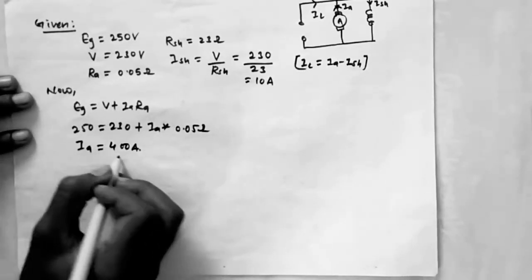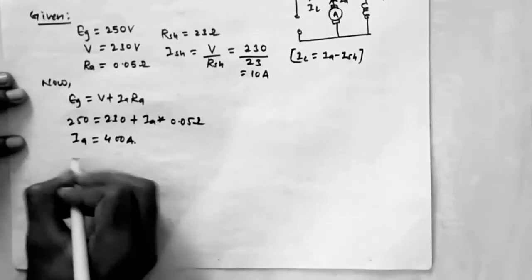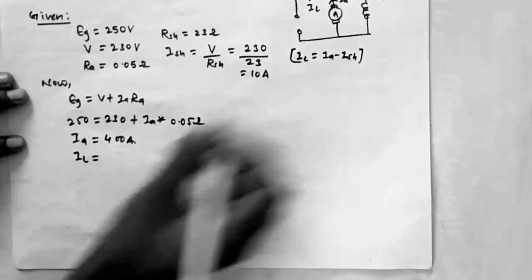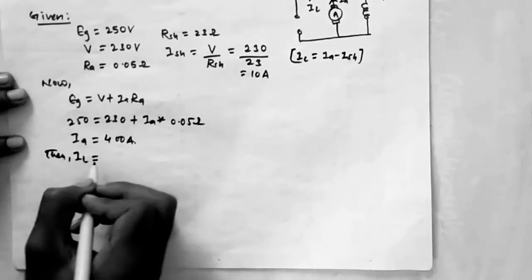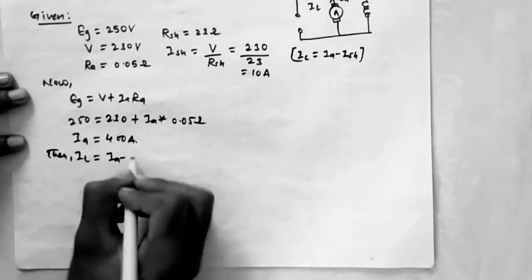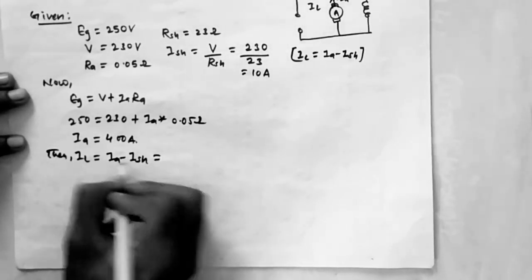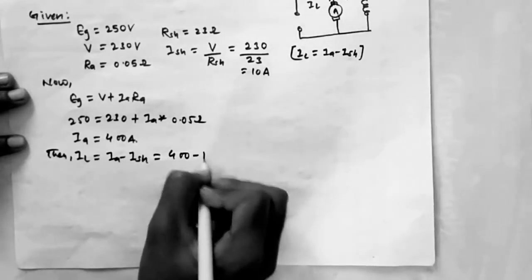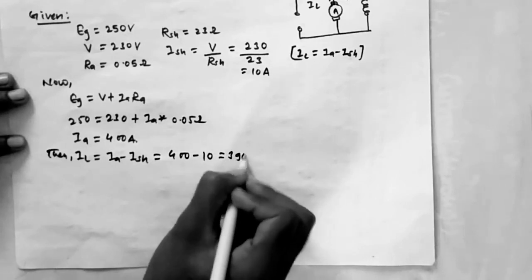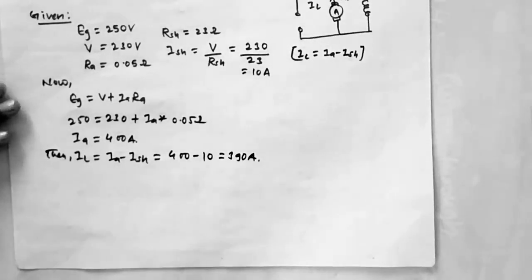And here we have to calculate the load current. So the load current will be IL equals Ia minus Ish. We have Ia as 400 ampere, and in place of Ish we have calculated 10. So here it will be 390 ampere.